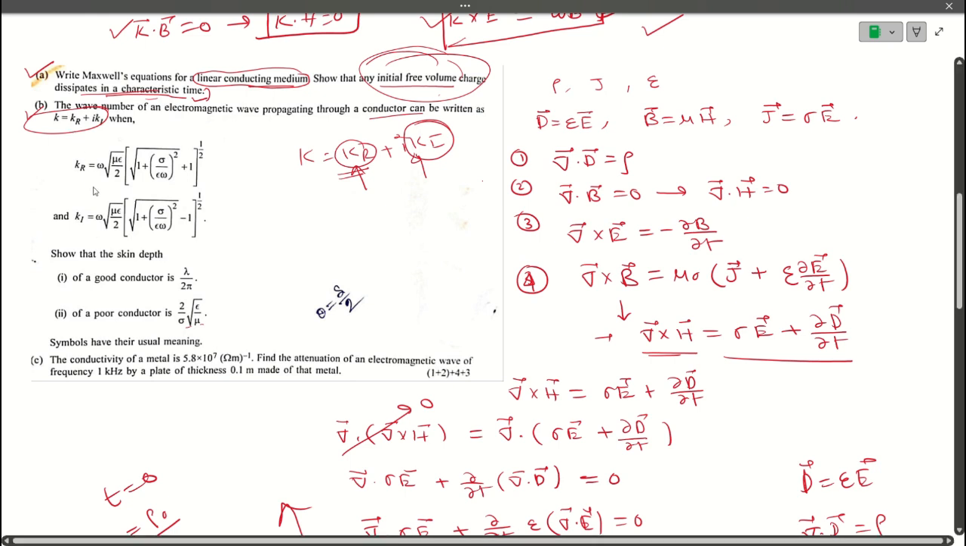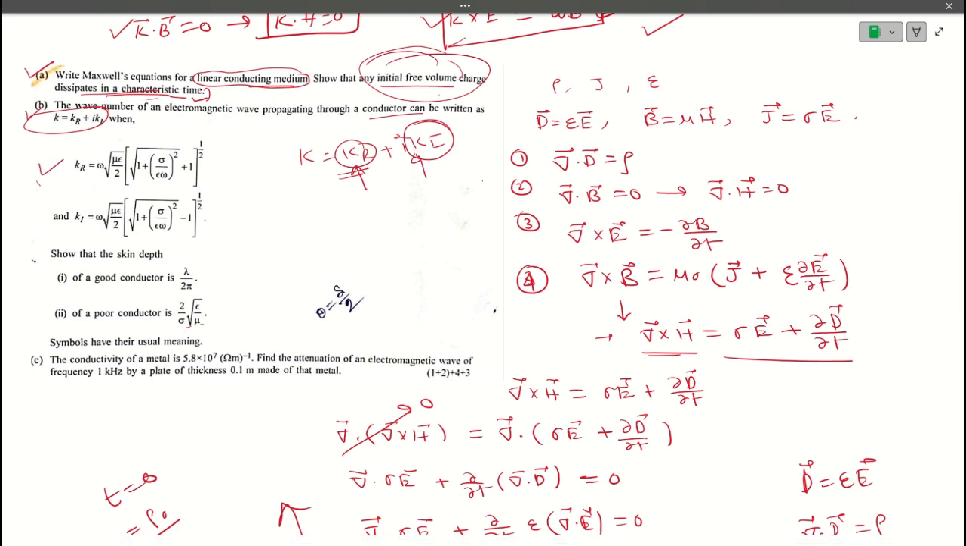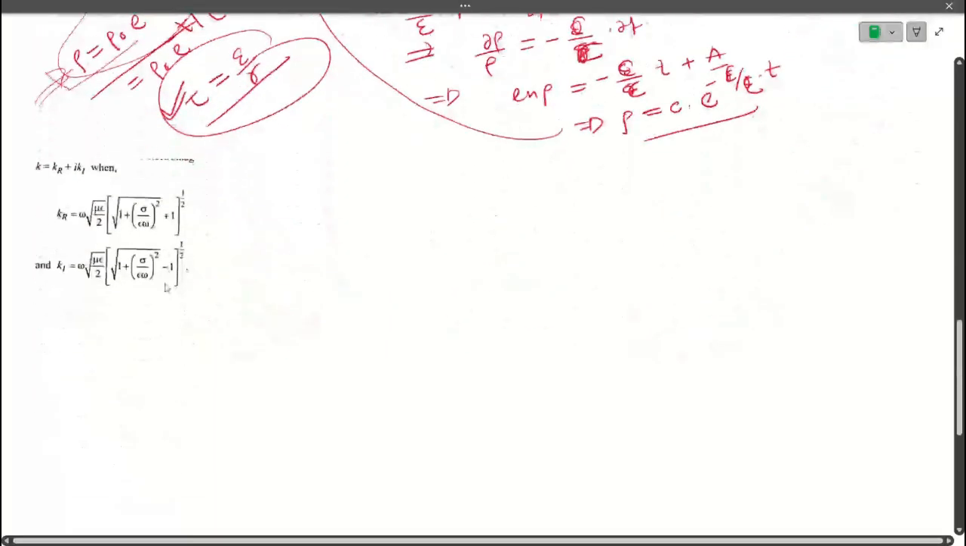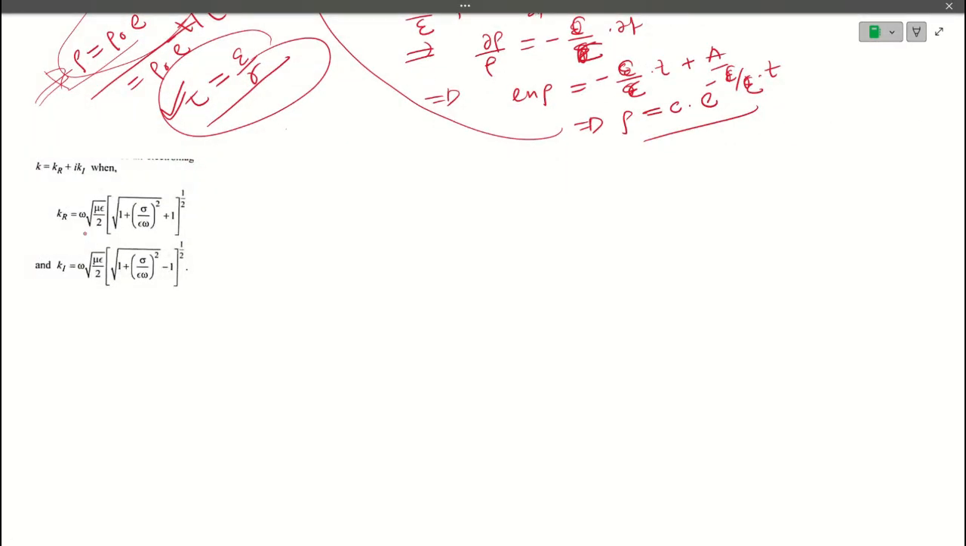So Kr and Ki are given here. The expressions of Kr and Ki are given here. Then we have to show the skin depth for good conductor and bad conductor. For good conductor and bad conductor, we have to know the ratio of conduction current density to the displacement current density.